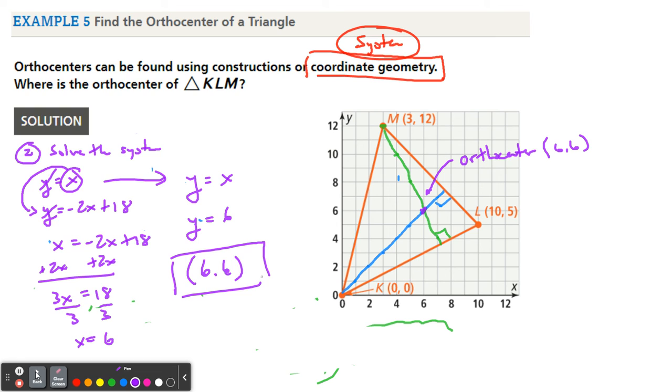Okay? Now, this problem can be difficult if you don't have a K value where it goes through 0, 0, right? If you have to use M and L, it can be a little bit more cumbersome to solve. So there we go.